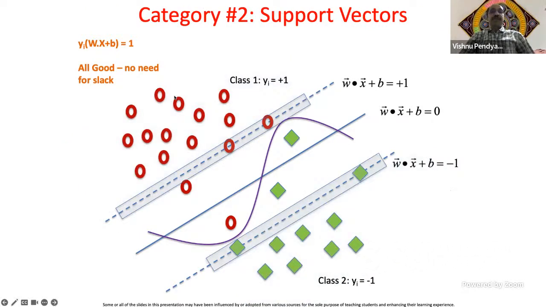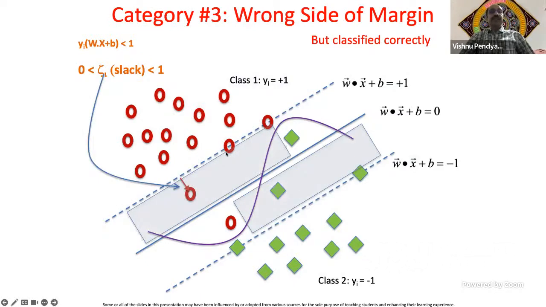Now, for the support vectors as well, the constraint is strictly obeyed and there's no problem at all. They are correctly classified. So no worries. Now, the third category of points are the points which are classified correctly by the decision boundary, but are on the other side of the margin. Remember, Hinge loss gives you a loss even for these points.